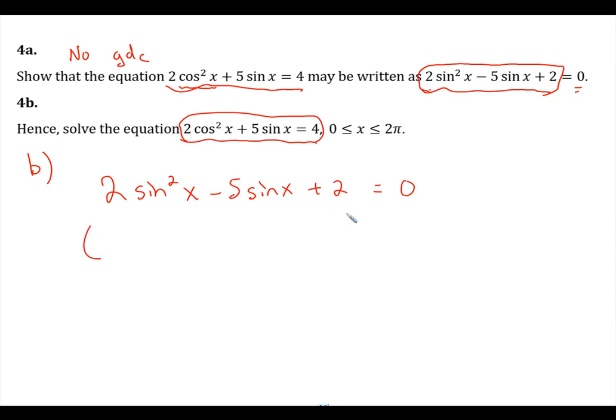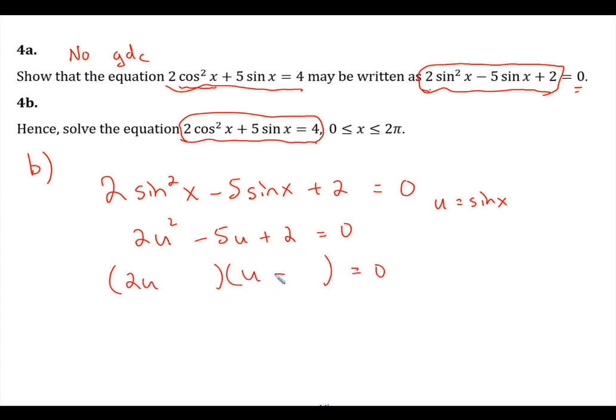So you can factor this with or without a substitution. I'll just show a substitution just so you guys see. So let's say I make u equal to sine x. So that means that this would be 2u squared minus 5u plus 2 is equal to 0. So if I factor this, I'll get 2u minus 1 and u minus 2.